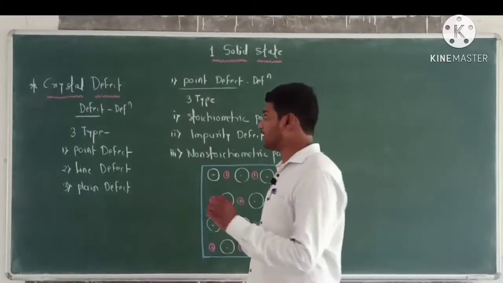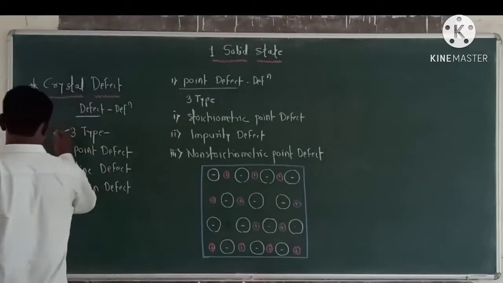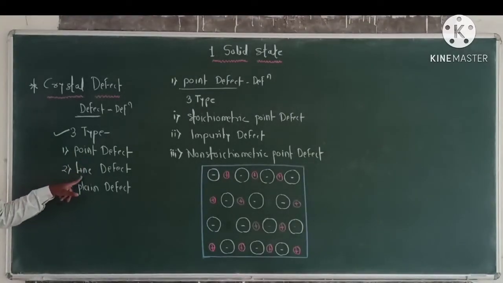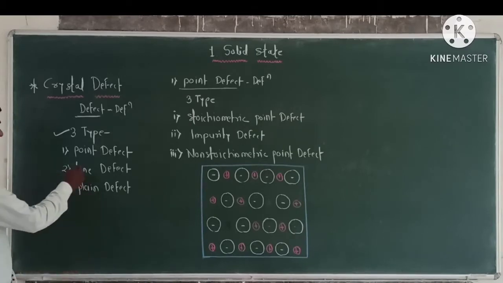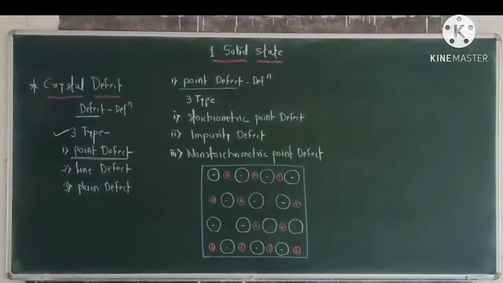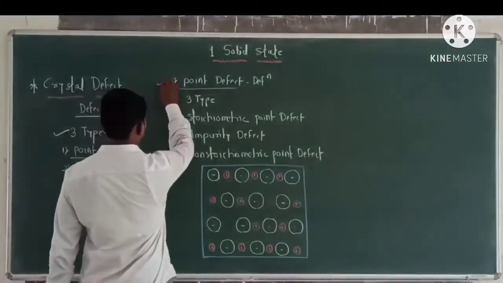Now, defects have three types: first point defect, second line defect, and third plane defect. Only point defect will be discussed in this chapter. Okay, now let's start point defect.